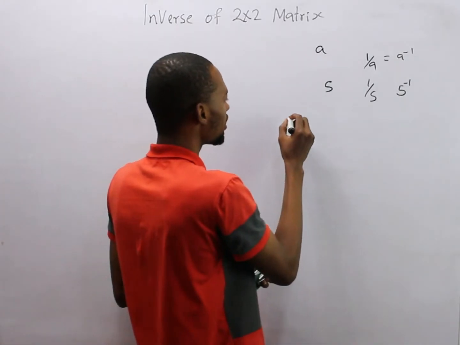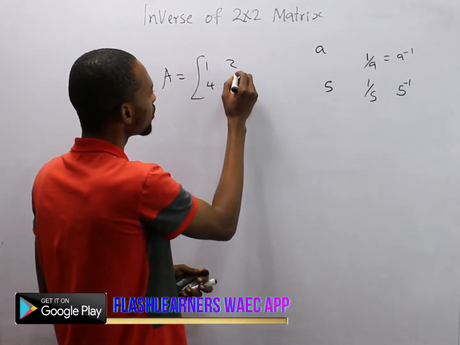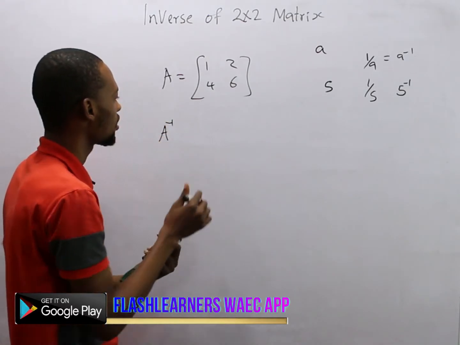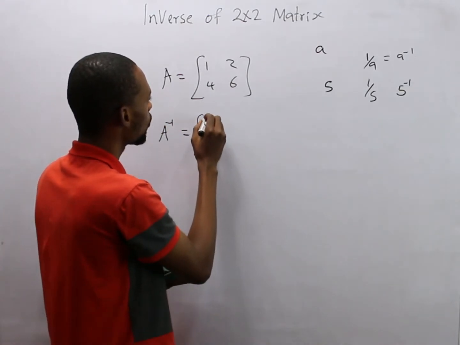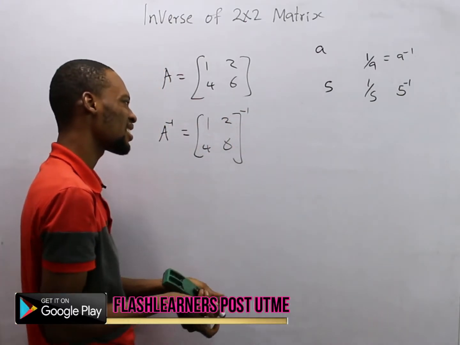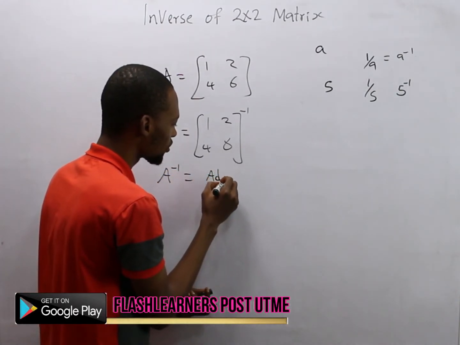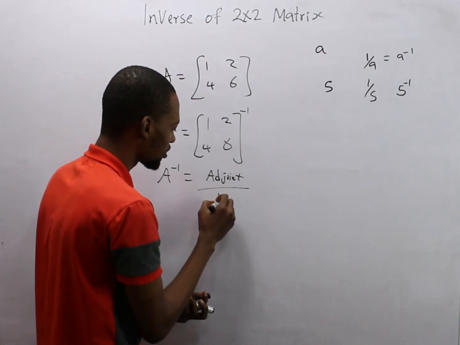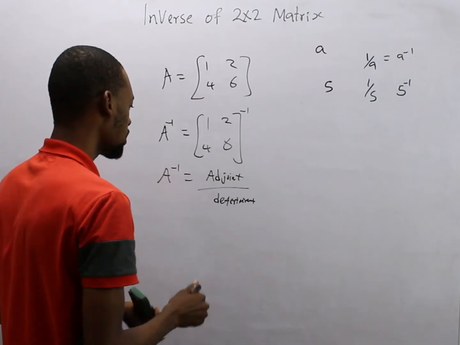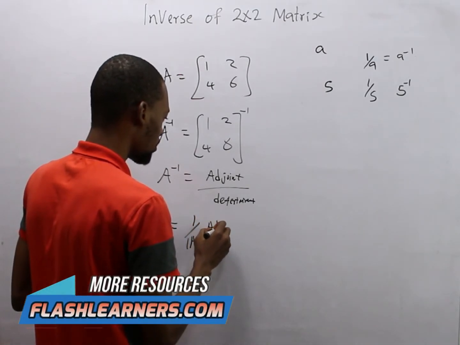If I am given this matrix A, let's say matrix A is equal to 1, 2, 4, 6. A inverse is simply something like this, A inverse, and this is equal to the adjoint over the determinant. So this is the same thing as 1 over determinant times adjoint.